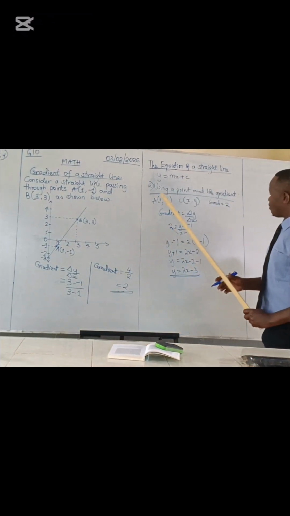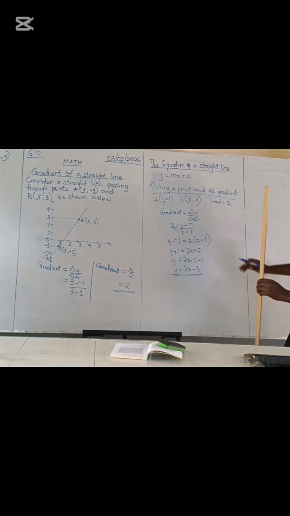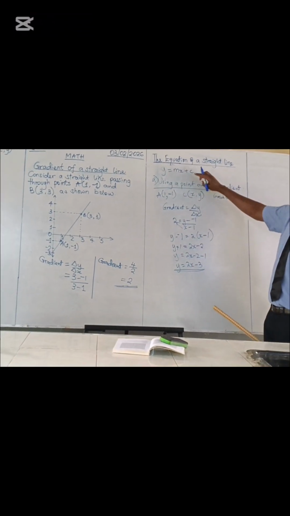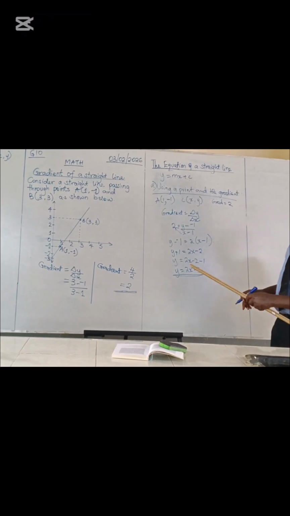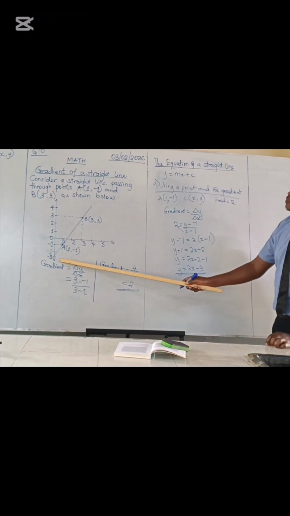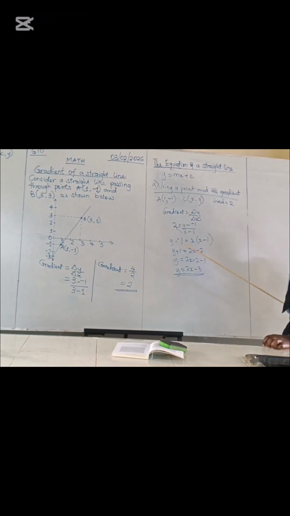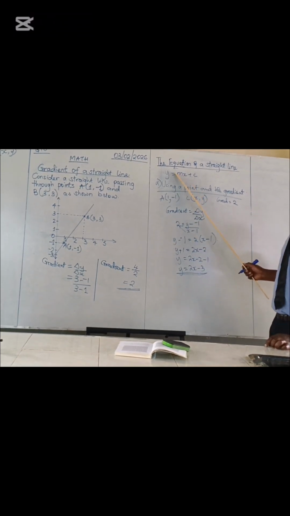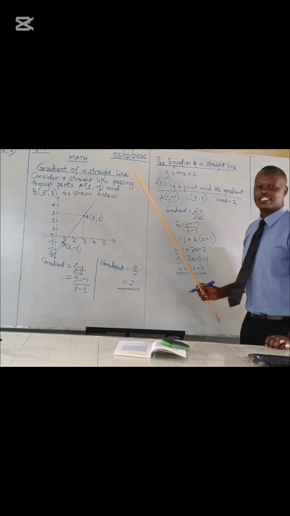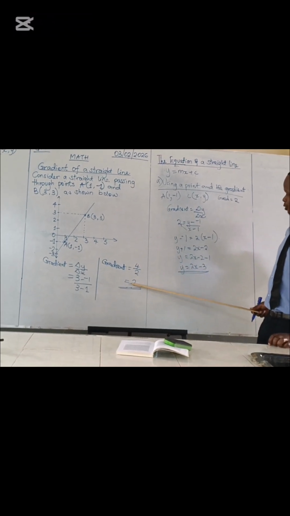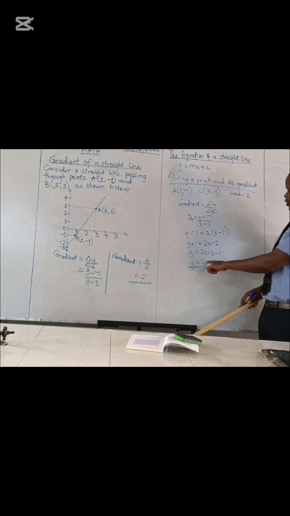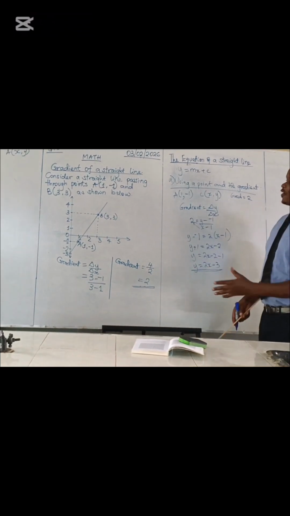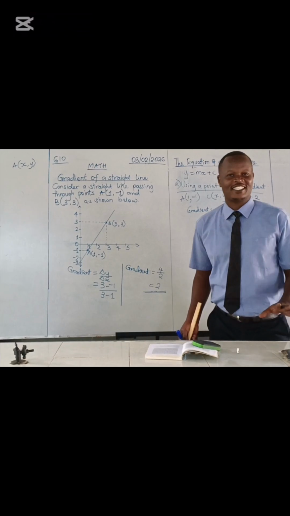Now, I want us to relate something here. Remember, we said that c is the point at which the line cuts the y-axis, and if you look at it, c is -3, and it is confirmed here. And look at m. We say that it is the gradient, and the gradient of this our line that we have calculated is 2. Confirm it on the equation, it is also 2. So it is done. It is that simple. Good.